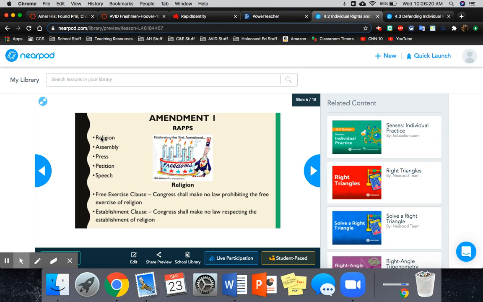So you have the freedom of religion, the right to assembly. So if you don't like something, you can form a protest or join a protest. Freedom of the press. This gives the press, the mass media, like we talked about in Unit 3, the right to cover anything that they want to. The right to petition. If you don't like something, you can start a petition. You can lobby your local congressman to maybe take something up that you don't like, and so forth. And lastly, freedom of speech, right? It speaks for itself.